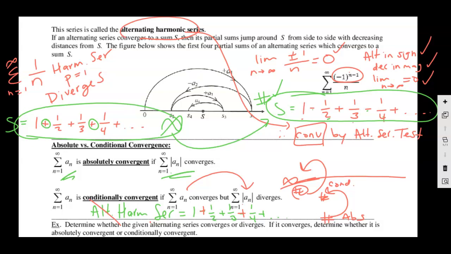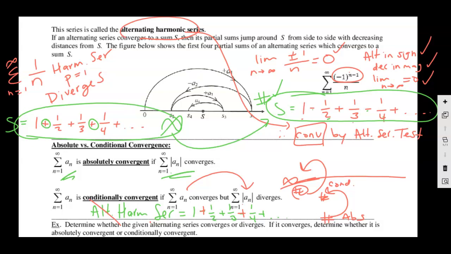It was safely convergent because it was solidly finite enough that even when I make it bigger, by turning the negative stuff positive, it's still finite. Okay, so that's the difference. Absolute convergence means, hey, the original series works and the absolute value of it also works.